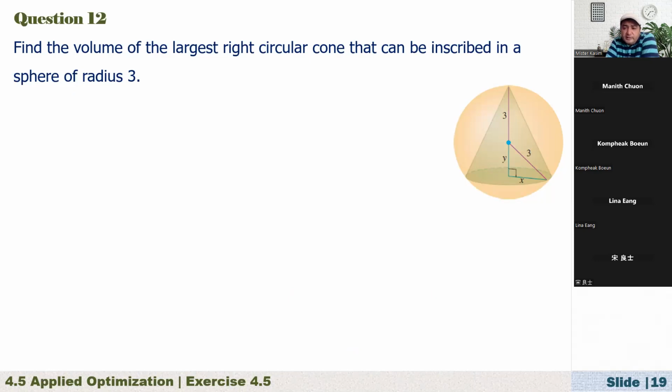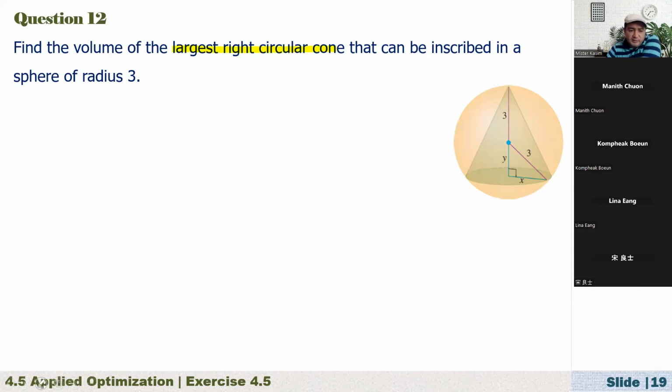So we are going to cut out a circular cone from this spherical object, but we want our cone to have the maximum volume. At that time, what must be the dimensions of this cone? Dimension means the height and the radius. So find the volume of the largest right circular cone that can be inscribed in a sphere of radius 3.